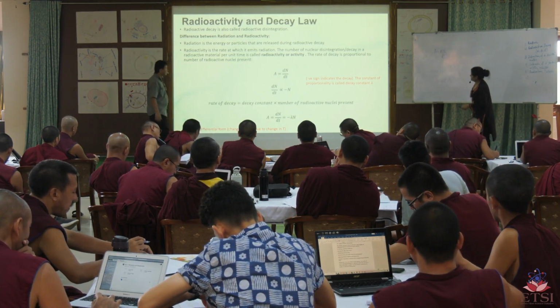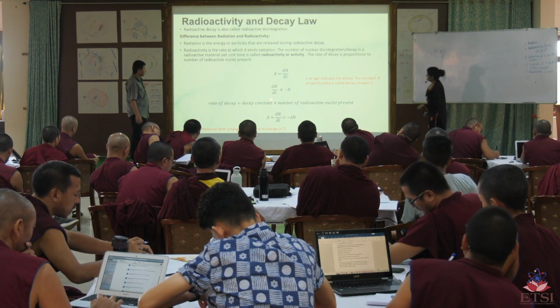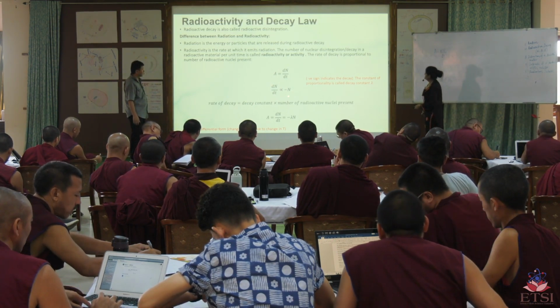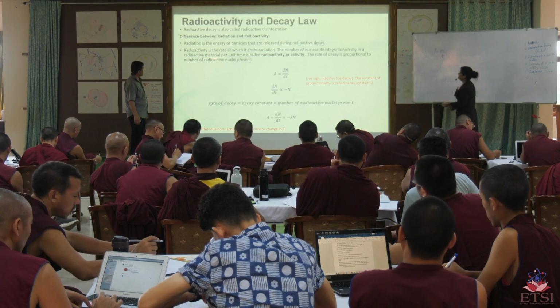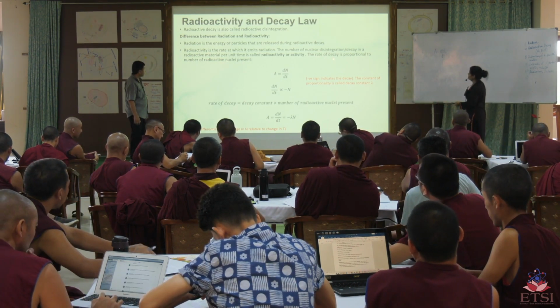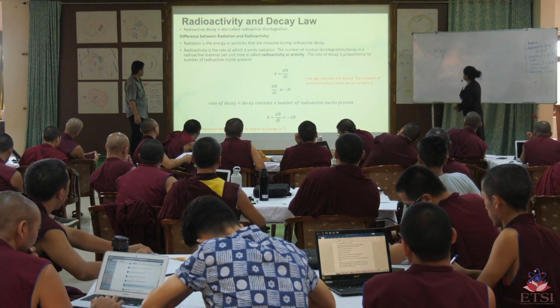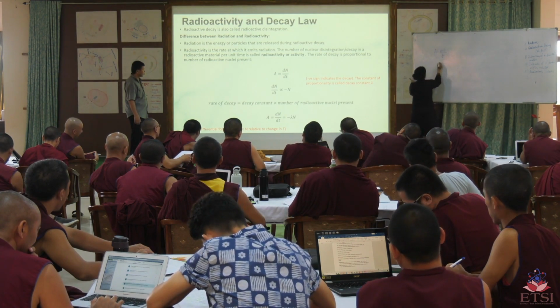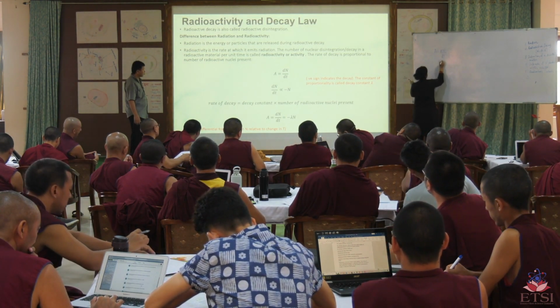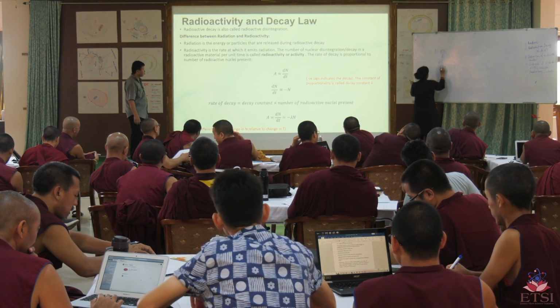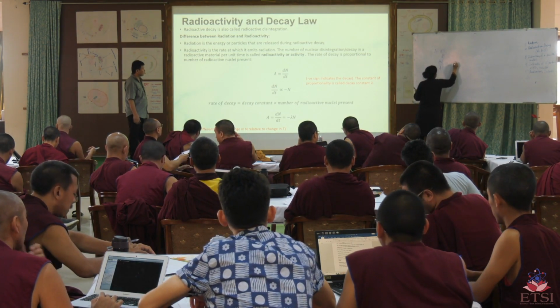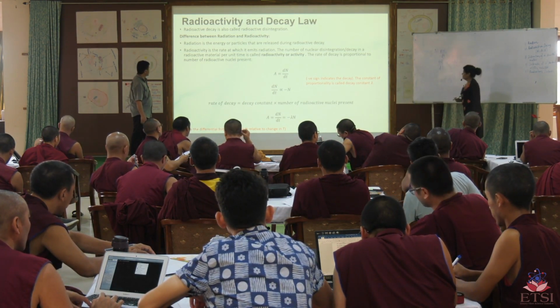So now let's so this dN over dt is proportional to the number of radioactive nuclei present. So the rate of decay is proportional. So this itself is proportional to the number of radio. Okay.